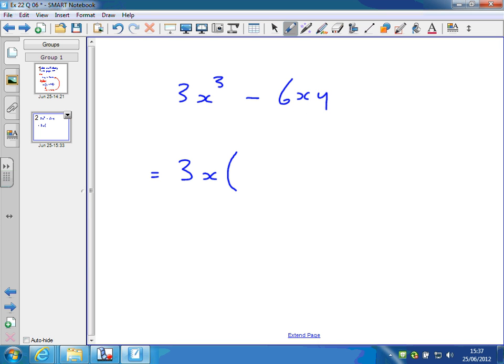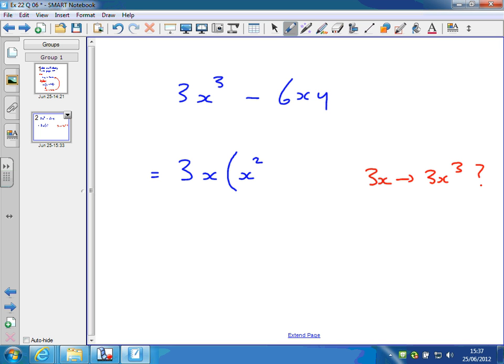Now, what's inside the bracket now? Ask yourself the question, what have I got to times 3x by to get back to the 3x cubed? I've got to times it by x squared to get back to the 3x cubed. That's the question. What have I got to times 3x by to get back to 3x cubed? X squared. X squared goes in because x times x squared gives x cubed.